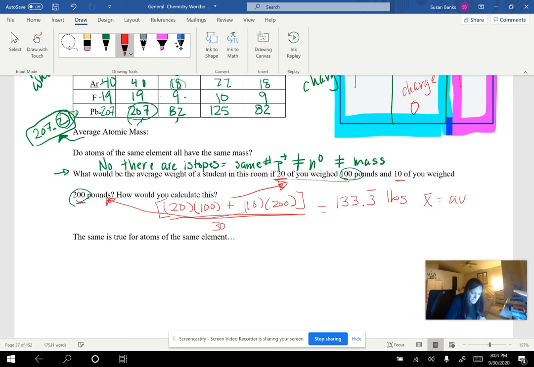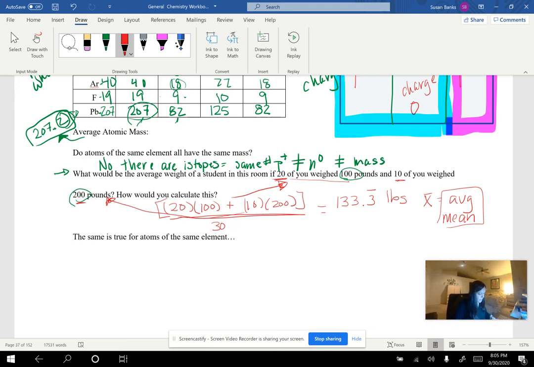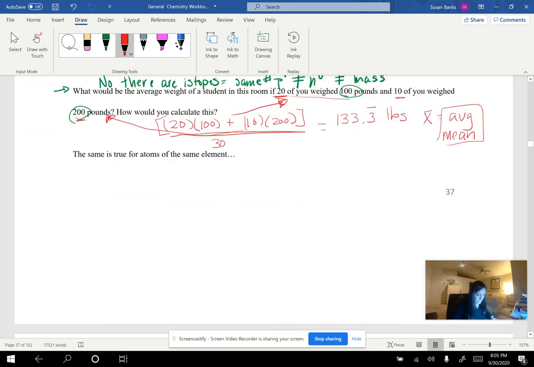X bar means average or mean. Remember when you do mean, median, mode? When we do average, we're really meaning the mean of the data. Okay? So it's the same way that we would do it for atoms of the same element. We would take what we call a weighted average. I would have to take into account how much of that element comes from this isotope versus that isotope. Okay? So let's do a practice.